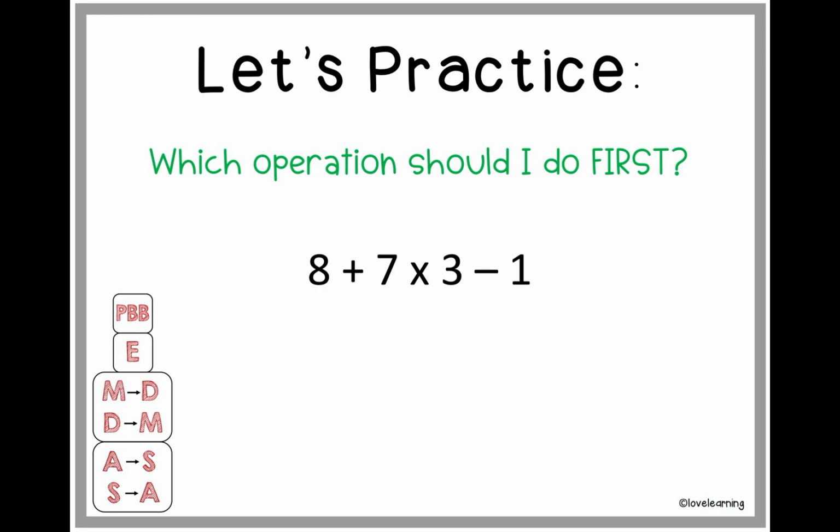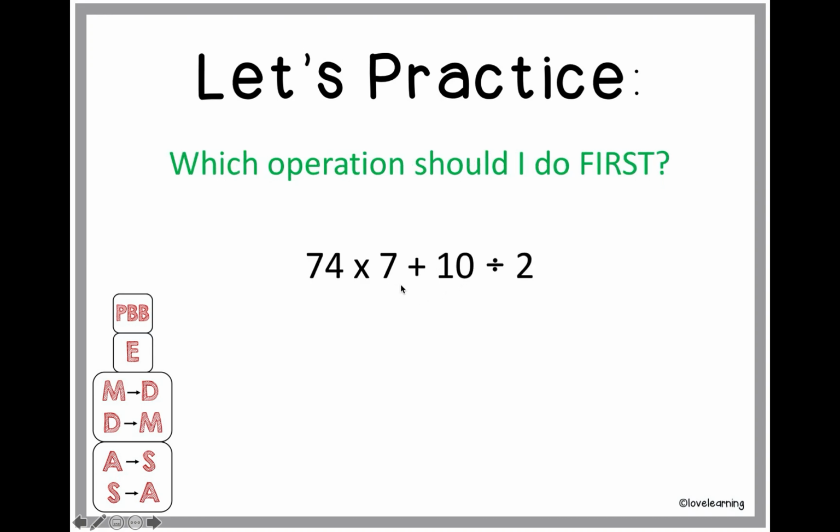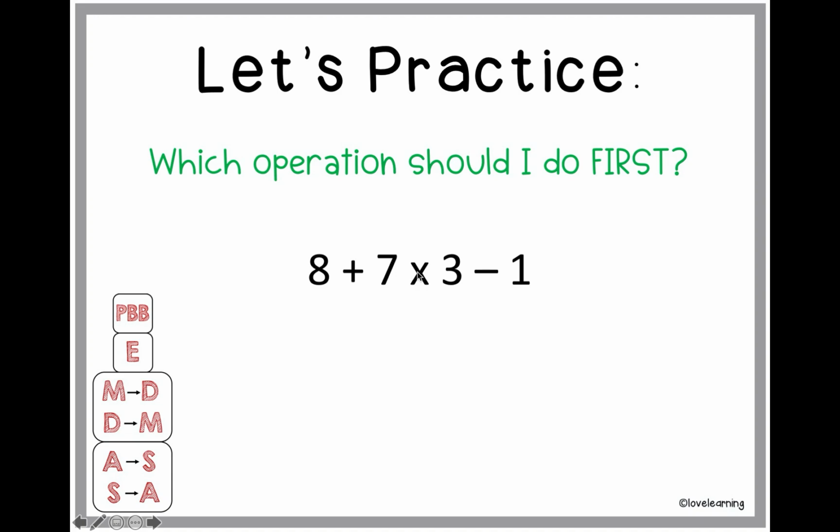All right, so let's look at this equation and ask ourselves, what should I do first? I have adding, I have multiplying, and I have subtracting. What's first on this list? Parentheses? No, there's no parentheses. Exponents? I don't know what those are yet. Multiply. Oh, wait, I do have a multiply problem right there. So I need to do that first. So I am going to do 7 times 3 is 21, right? And then I would add, and then I would subtract, right?